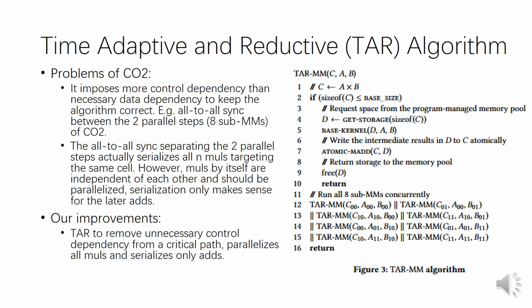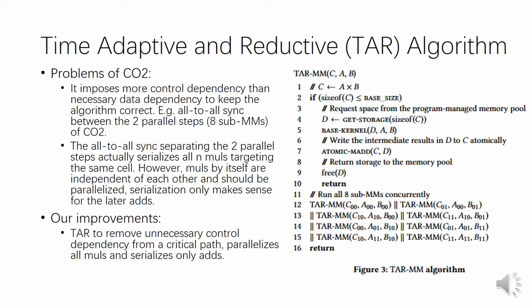Now let's take a look at our time adaptive and reductive algorithm. To derive this algorithm, we have some observations on the CO2 algorithm. Firstly, it imposes more control dependency than necessary data dependency to keep the algorithm correct. For example, the auto synchronization between the 2 parallel steps is unnecessary, right? Because the multiplications by themselves have no dependency on each other. All multiplications have no dependency on each other. They should be parallelized fully. And the serialization only makes sense for later additions, right? So we remove this unnecessary serialization between the 2 parallel steps in our TAR algorithm.